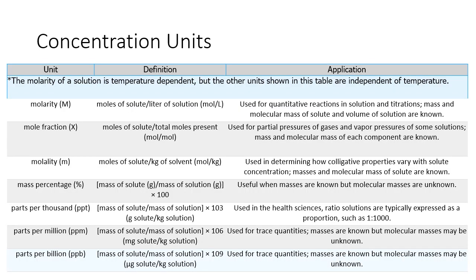Concentration is a measure of how much solute is dissolved in the solvent. There's a large variety of units to express this value. I've listed a lot of them here. This isn't even the full list. There's more than this. So why do we have so many different ways of expressing concentration?